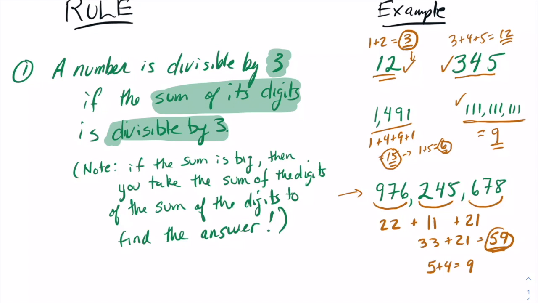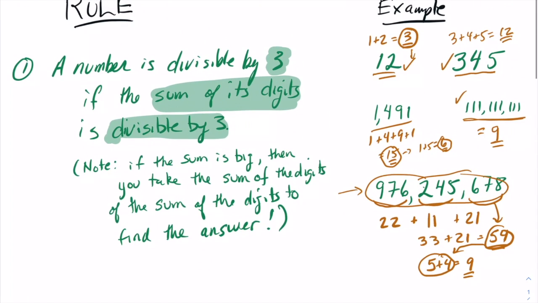So we did our rule by adding all the digits together. We got 54, and then we kept going. And so we added those digits together a second time, and we came up with 9. So the number 976,245,678 is divisible by 3 by our rule of divisibility.